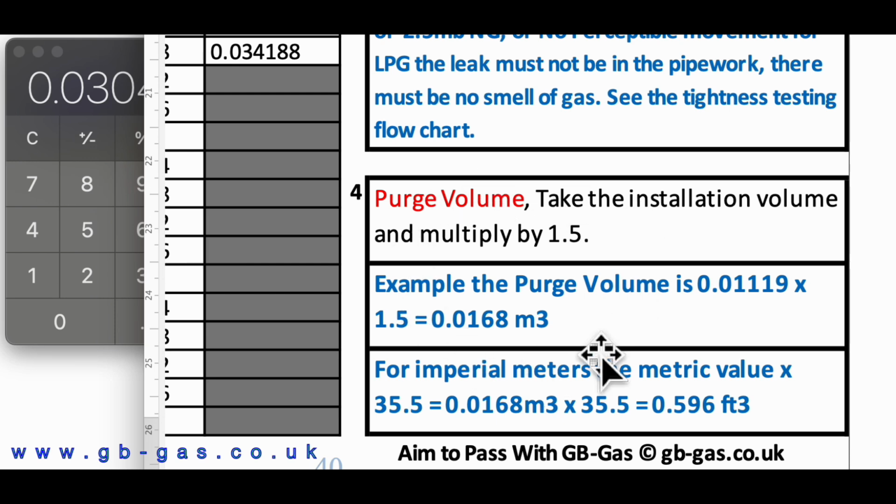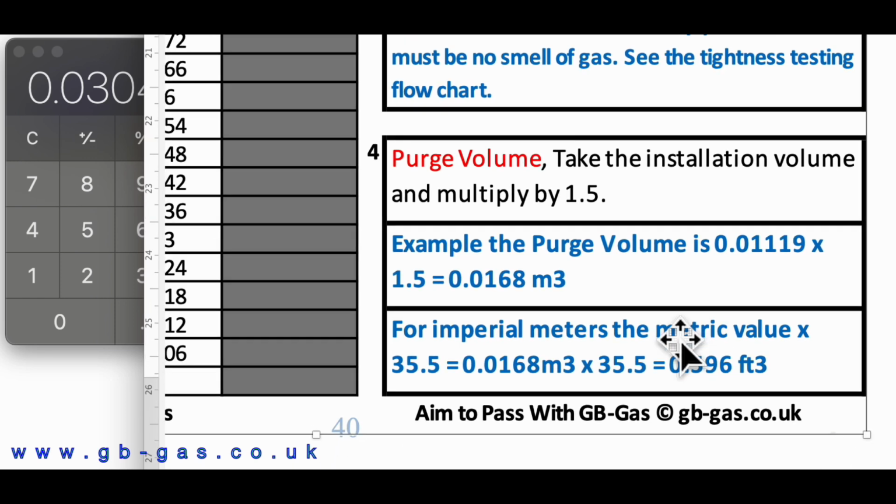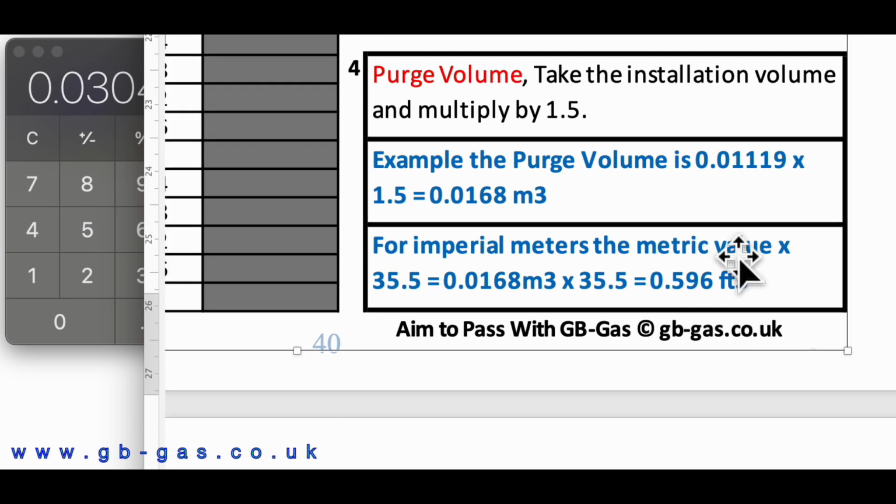and it tells you what to do with the purge volumes. So you take the installation volume, just that number, multiply it by 1.5, that gives you the purge volume. And if it's an imperial meter, there are still a few out there, then we would multiply the metric purge volume by 35.5 to give us the cubic foot volume.